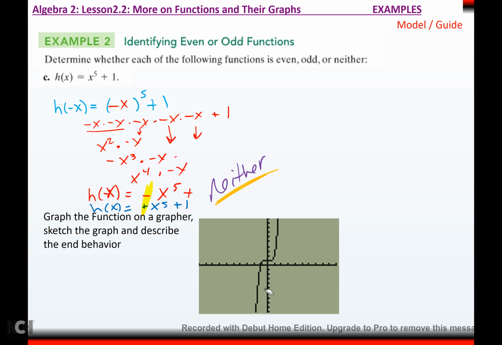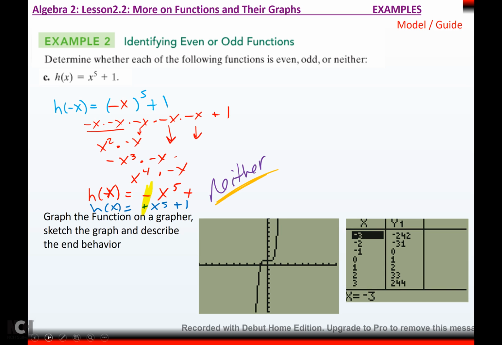Alright, now to describe, oh, and you can look at an ordered pair too. Okay, if I look at -3, -242, if I'm checking for even, then 3, -242 would be on the table. And it's not. If I was checking for odd, then 3, +242 would be on the table. Close, but it's not, so it's neither.